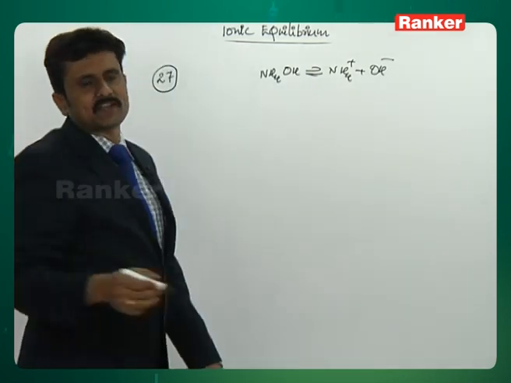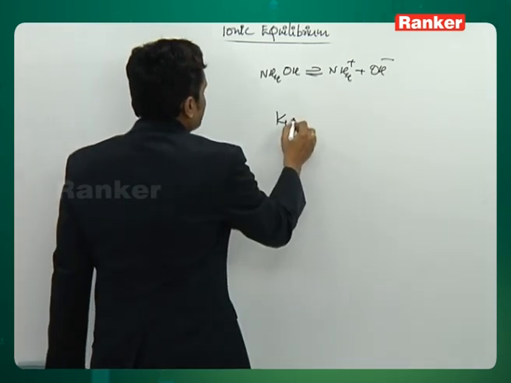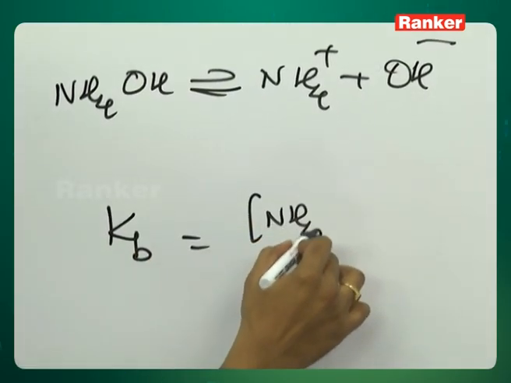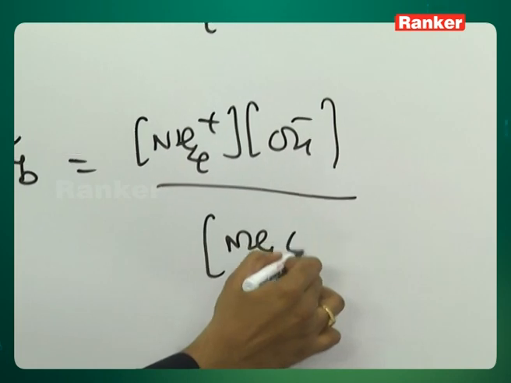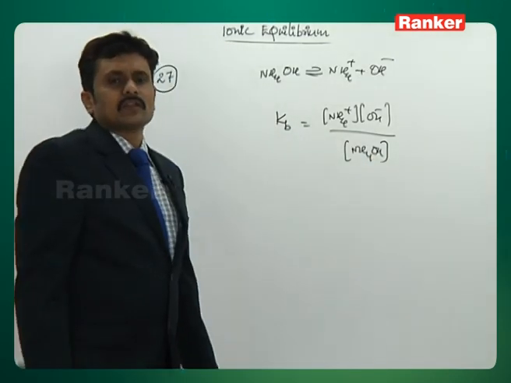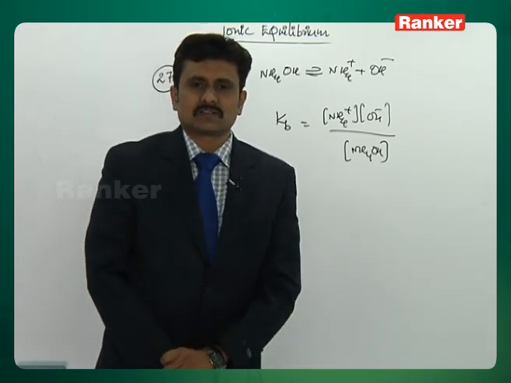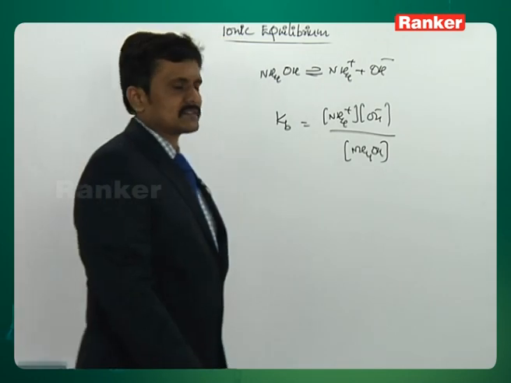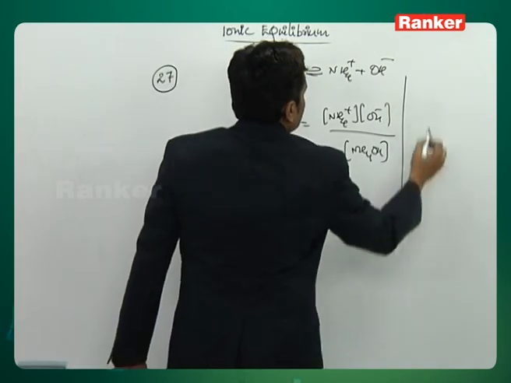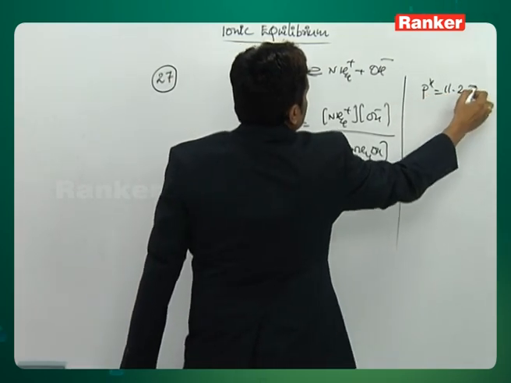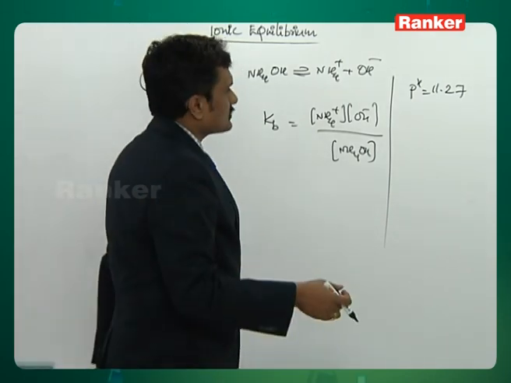So you have been asked to find the Kb value of it. When I am writing the Kb value of ammonium hydroxide, I will be writing it as concentration of the products upon concentration of the reactants. Now it is given that the pH of the solution is 11.27. I mean, concentration of OH minus ions can be obtained with that, because you can see pH is 11.27. Now the Kw value is 7.1 into 10 to the power minus 15.